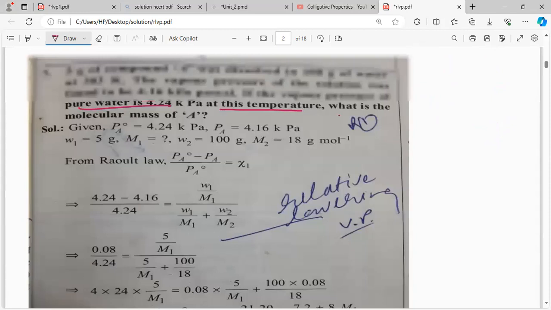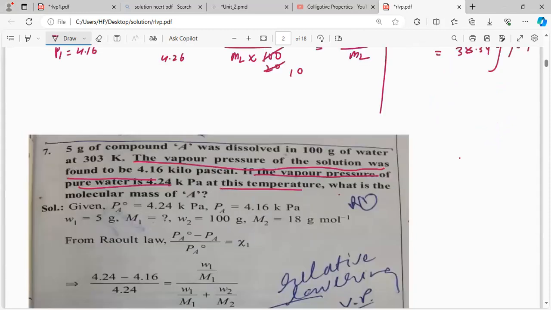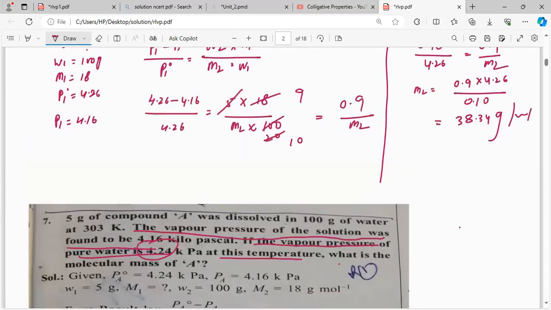You read the question again. 8 gram of compound A was dissolved in 100 gram water. The vapor pressure of the solution was found to be 4.16 kPa. Vapor pressure of pure water is 4.24. See, 4.24, vapor pressure of pure water, 4.24.